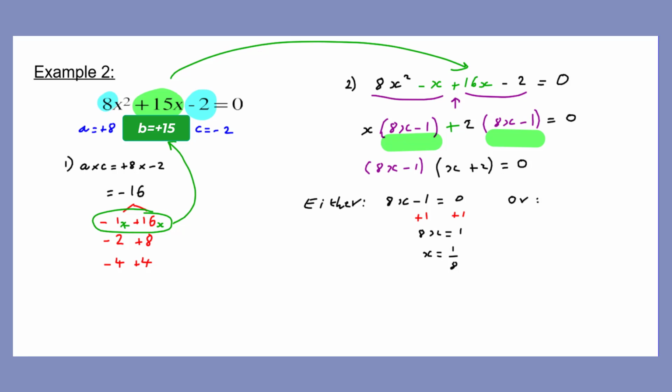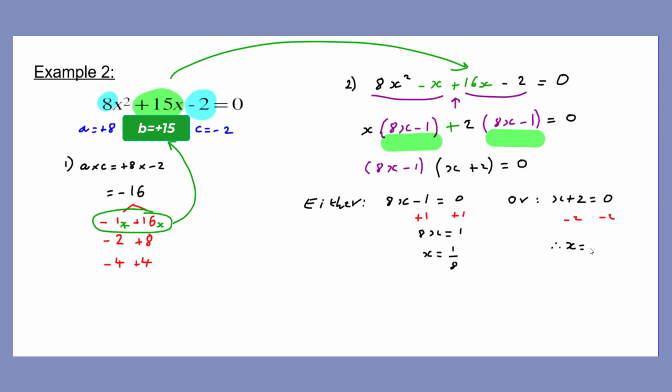The second possibility is for the second factor to be equal to 0 in that product of the two factors, and x plus 2 must be 0. Minus 2 on both sides to keep the balance again and solve this simple linear equation, and we end up with our second root, or our second solution, x equals minus 2.